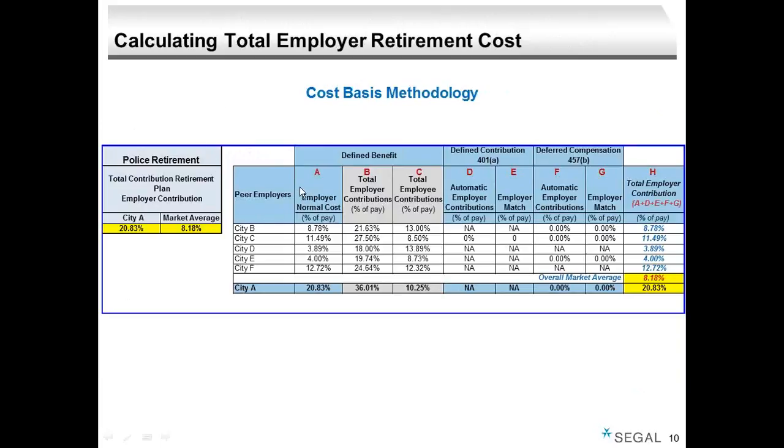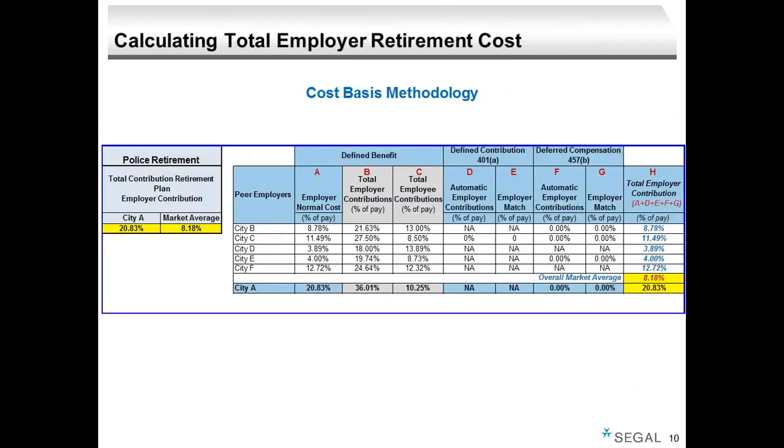8.18%. Now, just to take you through this, we have four types of benefits actually: defined benefit, defined contribution, deferred comp, and we could have Social Security in there as well. Under defined benefit in column A, we have the normal cost as a percent of pay for each of the cities. Column B shows the total employer contributions, and column C shows by reference the total employee contributions. But again, remember, the purpose of this in looking at stability, we're looking at normal cost for defined benefit.